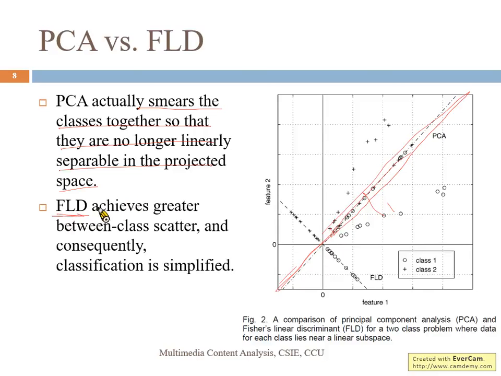However, FLD achieves greater between-class scatter, and consequently classification is simple. So if we use FLD, we will find this axis. And you will see that the variation of the projected samples is not as large as with PCA. However, all cross samples will be projected to this side, and all circle samples will be projected to this side. So it will be much better for us to do classification so that we can discriminate different classes of face images.